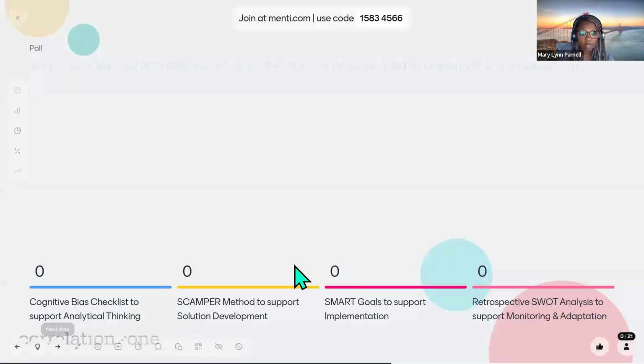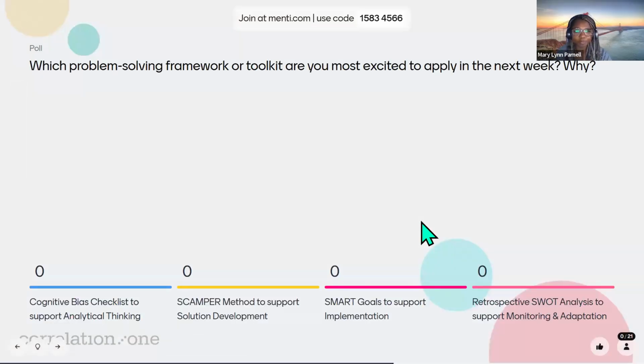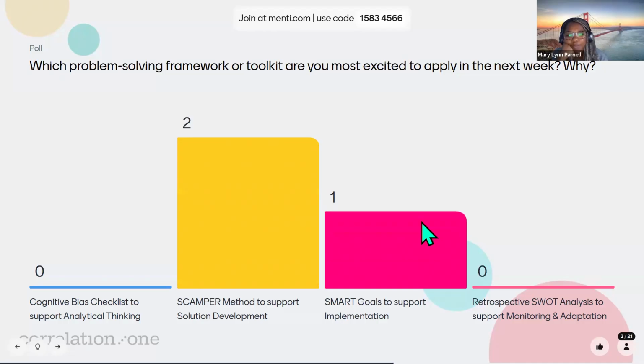Let's see. So looking ahead, which of the problem solving framework or toolkit are you most excited or remotely encouraged and interested, intrigued in? I can use all the different words of you looking into this week: the cognitive bias checklist, the Scamper method, the SMART goals, or the retrospective SWOT.